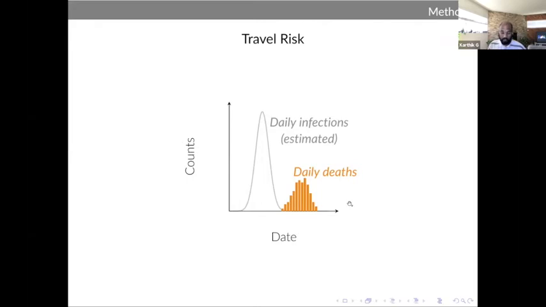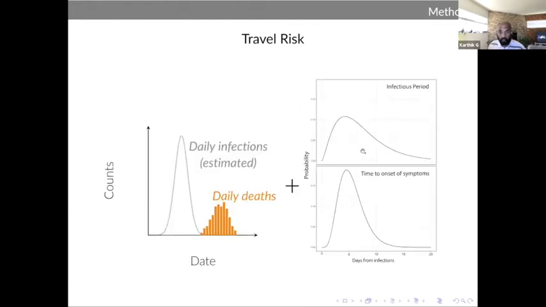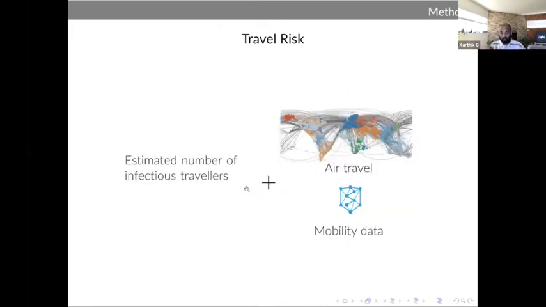Now, in order to actually estimate travel risk, what you need is, for any given location, to estimate the number of infectious travelers at any given point of time. Again, going back to literature, we have a good sense of how long an individual stays infectious, and we assume that an individual starts becoming infectious a day before the onset of symptoms. So using these two distributions combined with the daily infections, we have a good sense of the number of infectious individuals in any given location. We combine that with travel data to then estimate the risk of importation of a virus from one location to another.